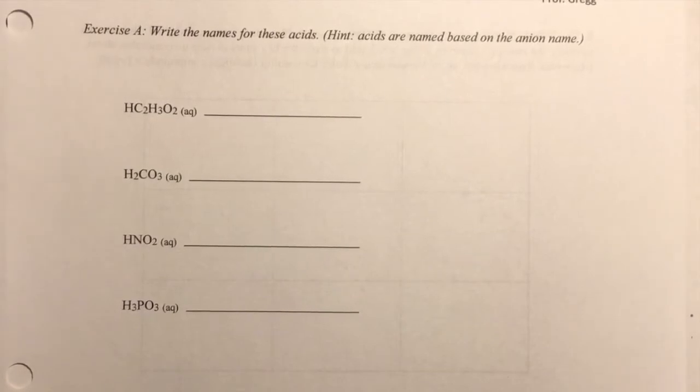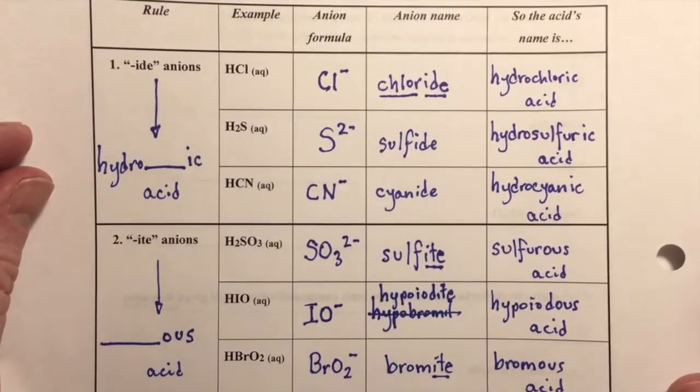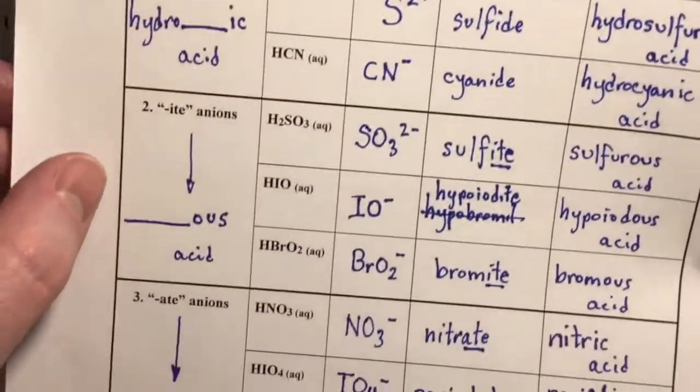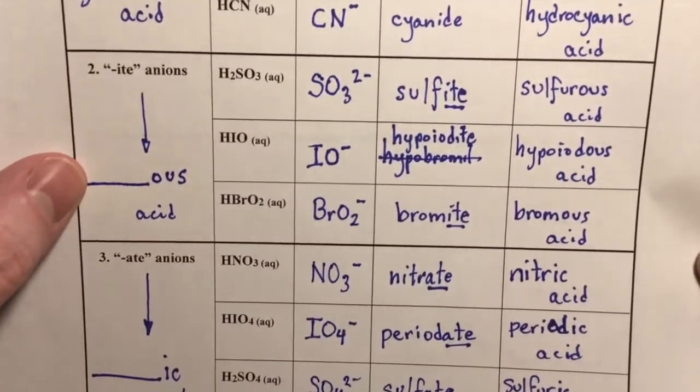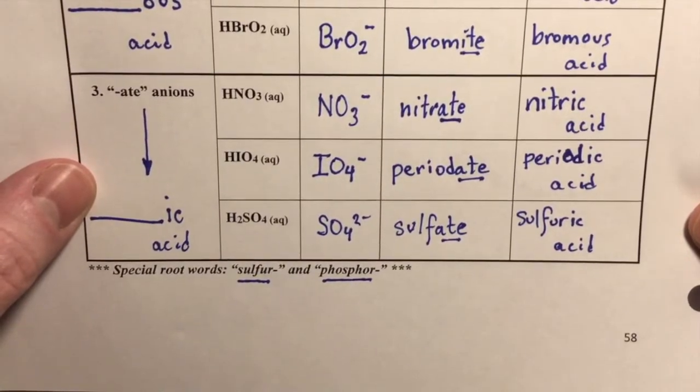So as this is a practice opportunity, I'm going to let you try all 8 of these first, and then after you're finished with them, I'm going to come along and give you the answers. So you can consider this a sort of practice quiz for acid naming. If you want to, feel free to refer back to the acid naming rules. We have Rule 1 for IDE anions, Rule 2 for ITE anions, and Rule 3 for ATE anions.